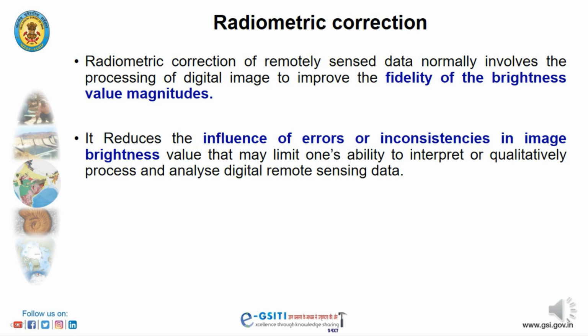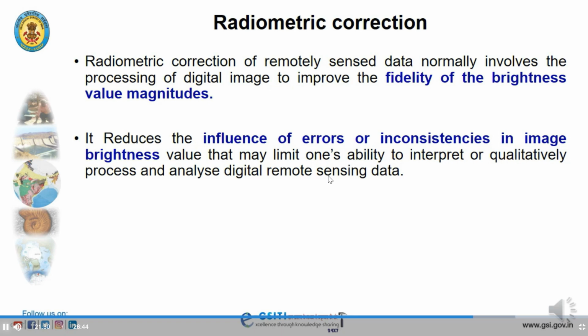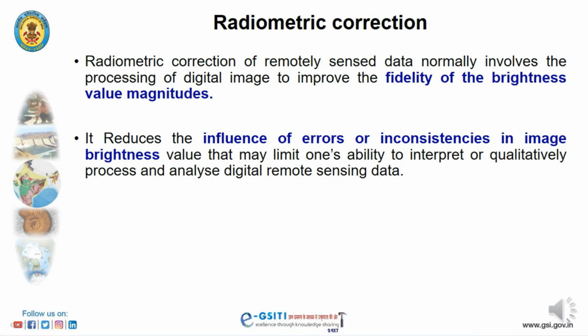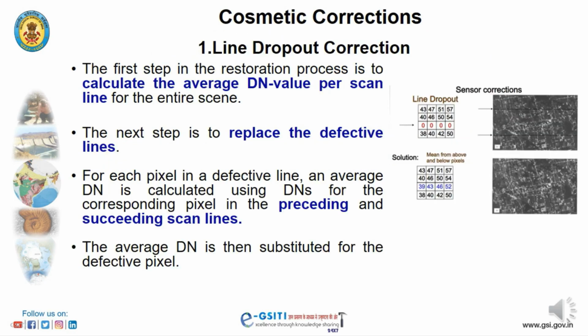As a pre-processing, radiometric corrections are applied as cosmetic corrections as well as atmospheric corrections. Radiometric correction of remotely sensed data normally involves processing of the digital image to improve the fidelity of the brightness value magnitudes. It reduces the influence of errors or inconsistencies in image brightness values that may limit one's ability to interpret or quantitatively process and analyze digital remote sensing data.